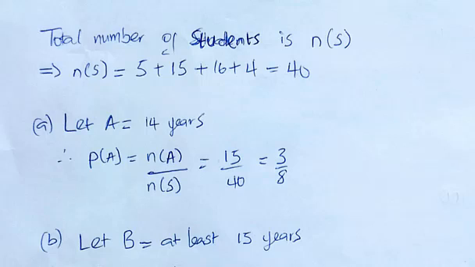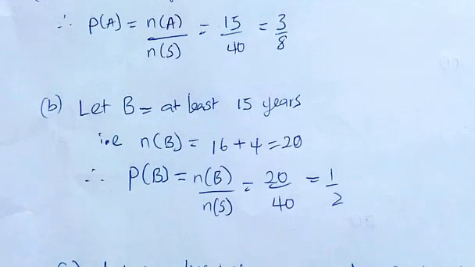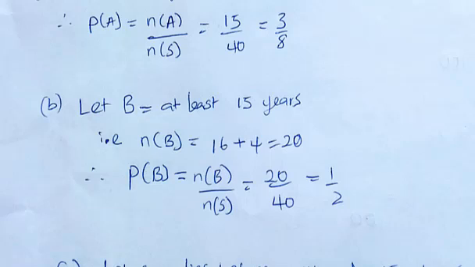For question A, let A represent 14 years. That becomes probability of A equals number of A over number of sample space, as expressed earlier, which gives us 15 over 40, and leaves our answer with 3 over 8.